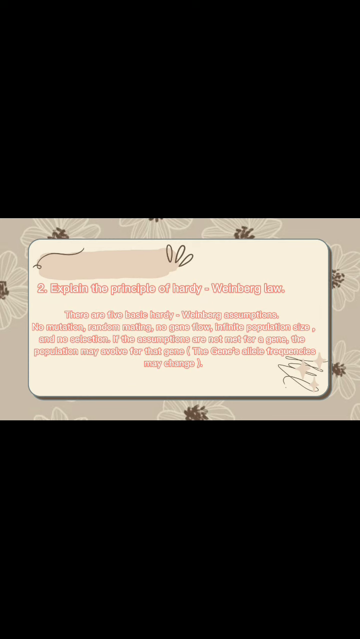Number 2. Explain the principle of the Hardy-Weinberg law. There are 5 basic Hardy-Weinberg assumptions: no mutations, random mating, no gene flow, infinite population size, and no selection. If the assumptions are not met for a gene, the population may evolve for that gene. The gene's allele frequencies may change.